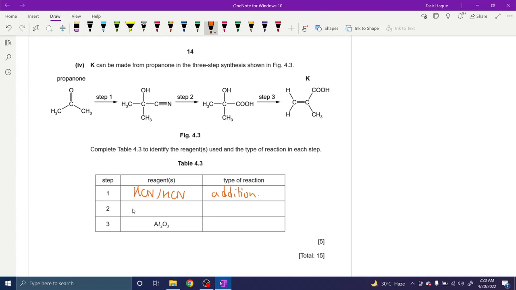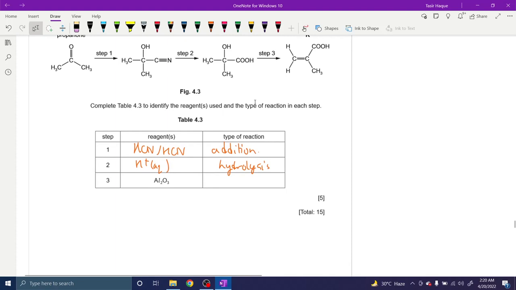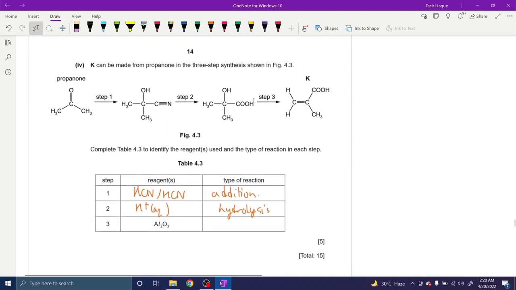Next, reaction 2 is acidic hydrolysis. They just wanted hydrolysis. And for this, we need a dilute acid. You could write dilute acid or H+ aqueous or any other acid, HCl aqueous, H2SO4 aqueous, that's fine. Okay, but you need to mention aqueous or dilute. It can't be concentrated. So Al2O3, what does it do? The next step, we know that Al2O3 is a dehydrating agent, right? So this is mainly elimination or dehydration. Both work. So if you guys have any questions, you can ask me.